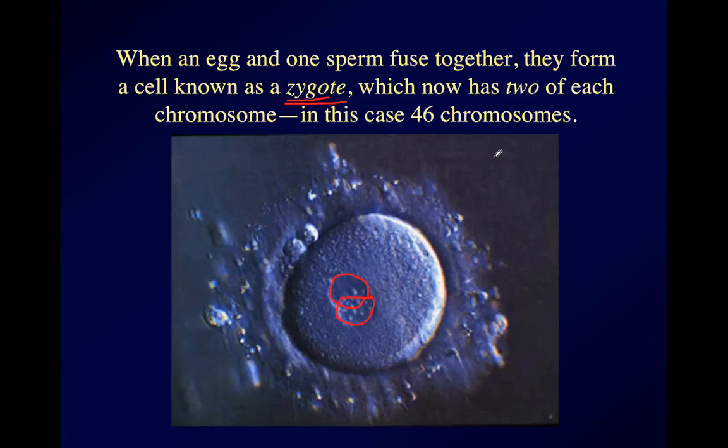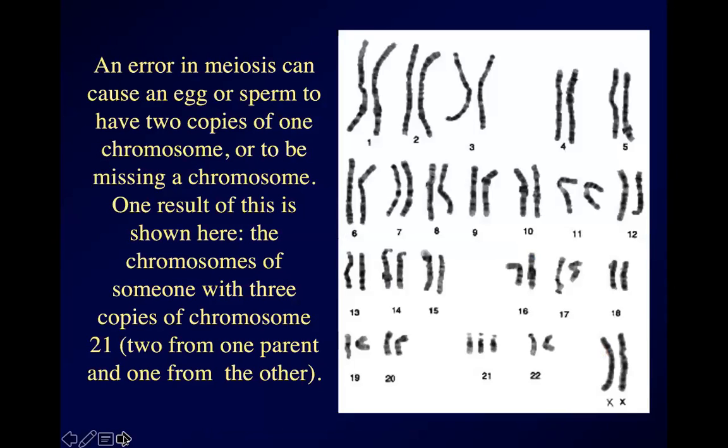So the unfertilized egg had 23, the sperm cell had 23, the zygote has 46, and the zygote will divide by mitosis and produce every other cell in your body. Almost all of those will have 46. By the way, if there's an error in meiosis, you can end up with an egg or a sperm that doesn't have 1 of every chromosome. It can either have 2 of one of the chromosomes, or it can be missing 1.